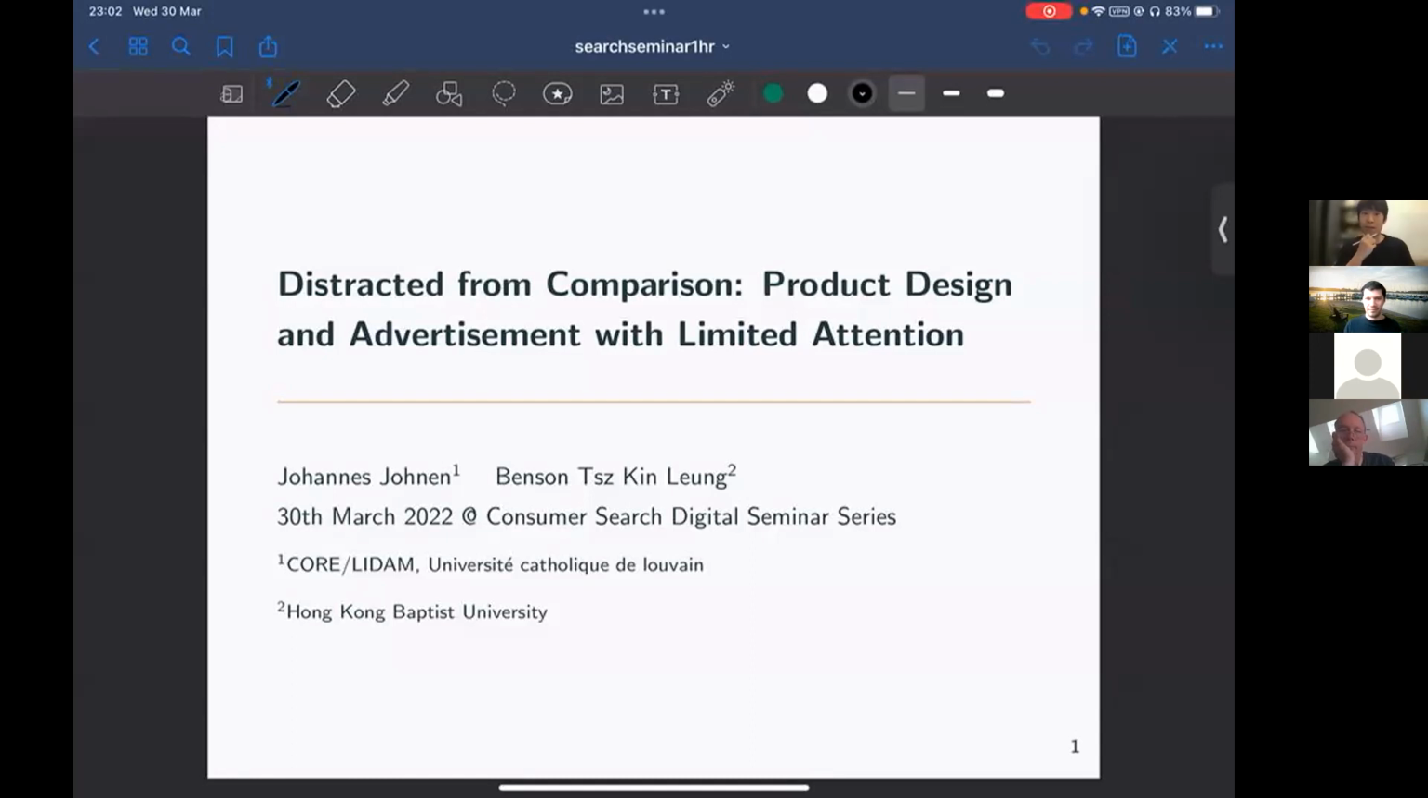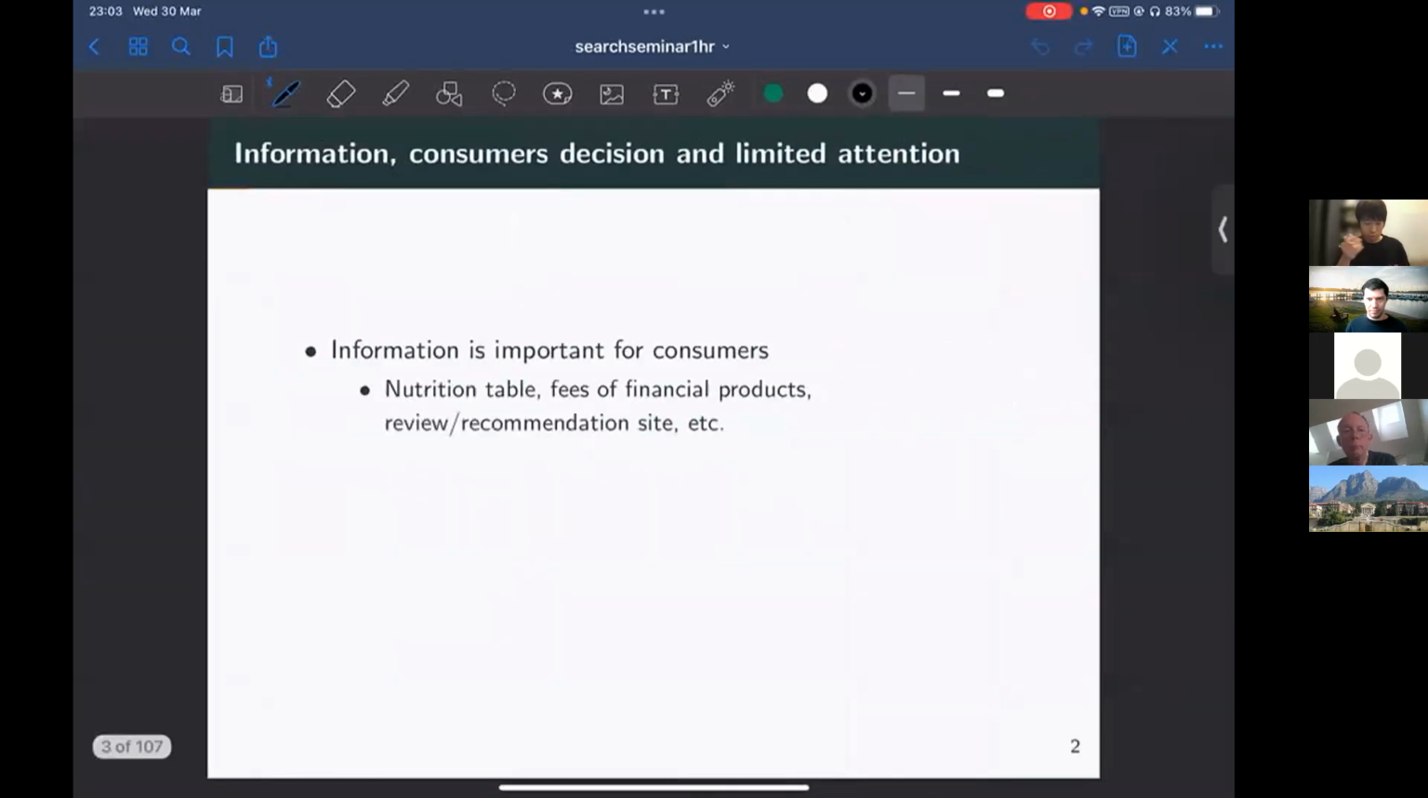So today I'm going to present my paper with Johannes from Leung. The title is Distractive and Comparisons. Basically, in a nutshell, the title gave it away already. It's about consumers with limited attention and how firms use product designs and advertisements to distract them from comparisons and weaken price competition.